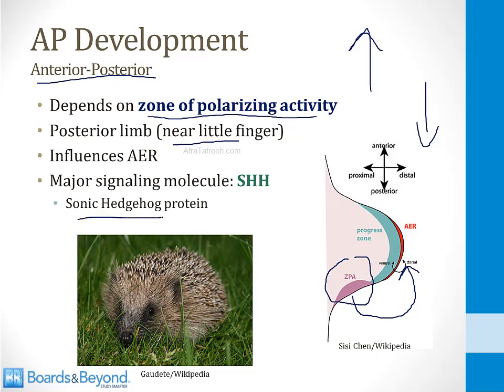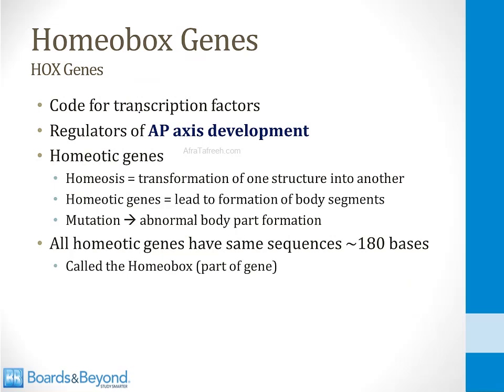So the sonic hedgehog gene is essential not only for CNS development, as we described before, but also for limb development in the anterior to posterior plane. The last group of embryonic genes I'll discuss are the homeobox genes, or HOX genes. These genes all code for transcription factors, and many of them are regulators of anterior-posterior axis development.